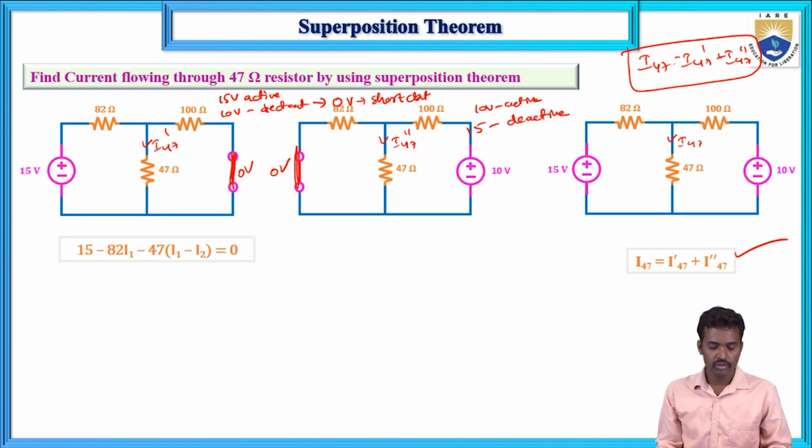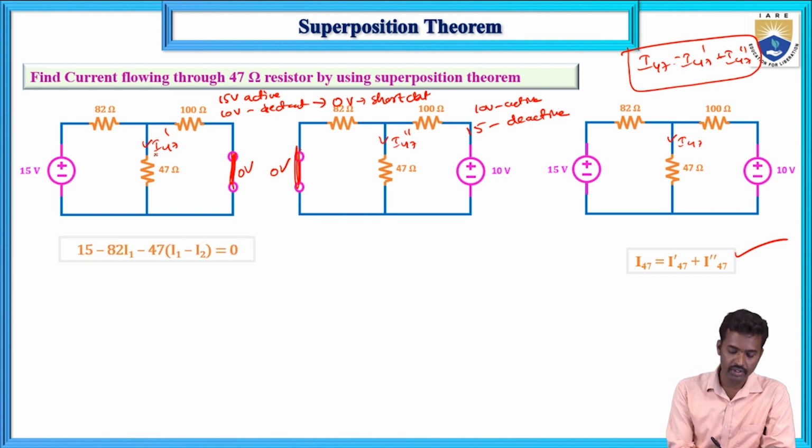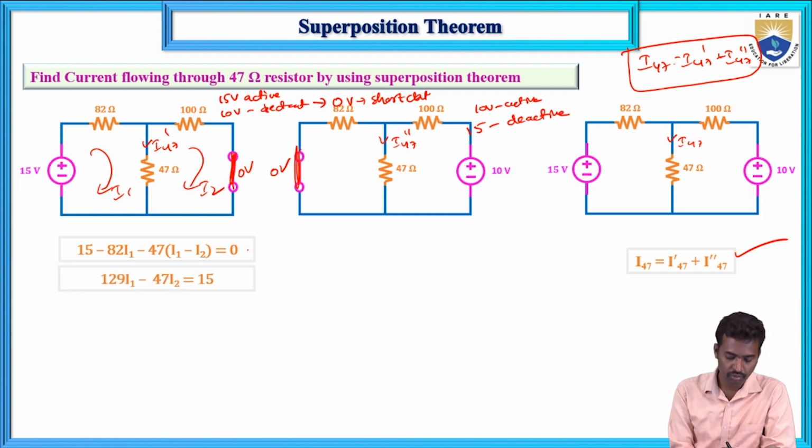Now how will you calculate this I-47 dash? By applying mesh analysis. 15 minus 82 I1 minus 47 times I1 minus I2 equals 0. This is I1 and this is I2. This gives 129 I1, since 82 plus 47 is 129, minus 47 I2 equals 15. This is equation number 1.